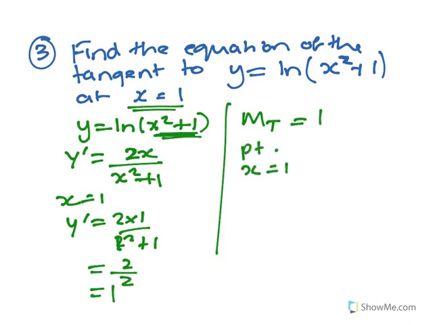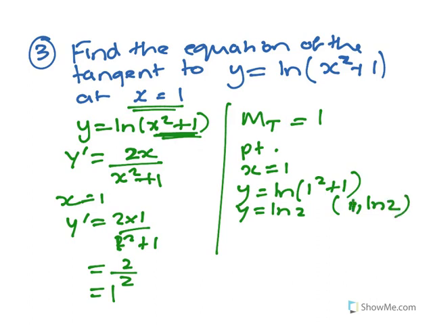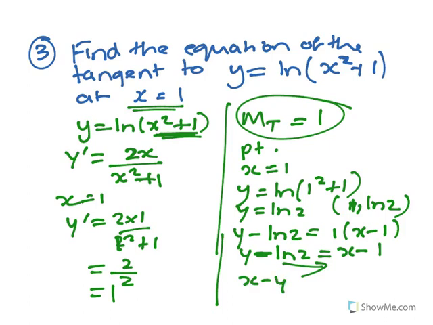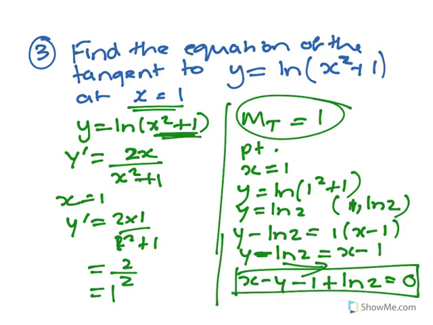Then we want a point. So x equals 1, y is ln of 1 squared plus 1, so y is ln 2. So we have a point, 1, ln 2, and we have a gradient, 1. So y minus y1, so that's ln 2, equals 1 times x minus 1, y minus ln 2 equals x minus 1, and you expand that, bring it to that side, x minus y minus 1 plus ln 2 equals 0. And that is the equation of the tangent.